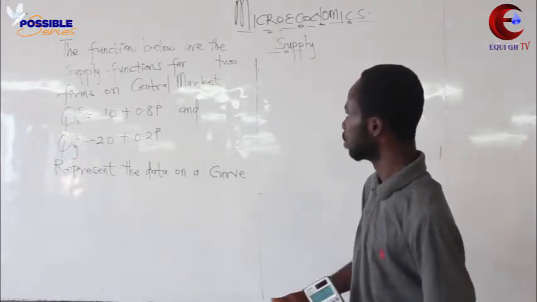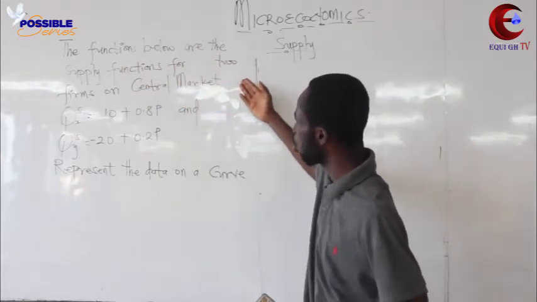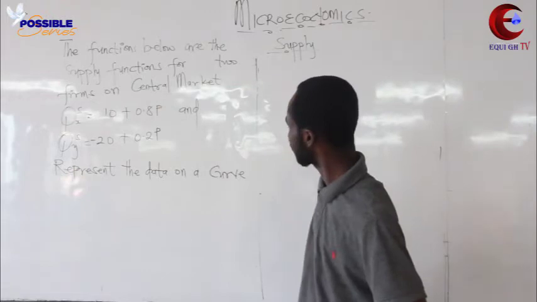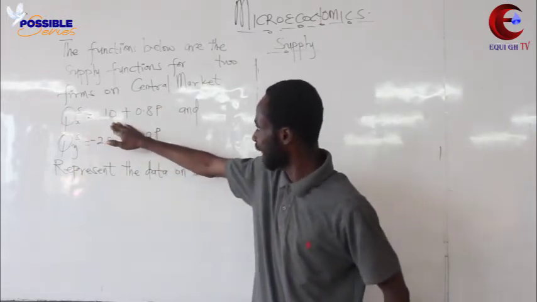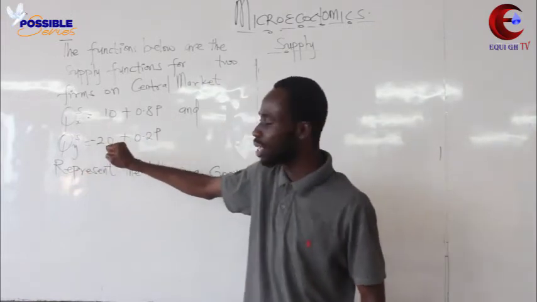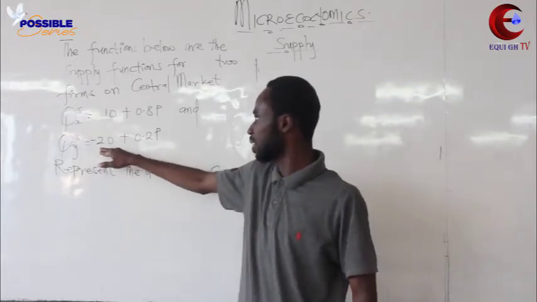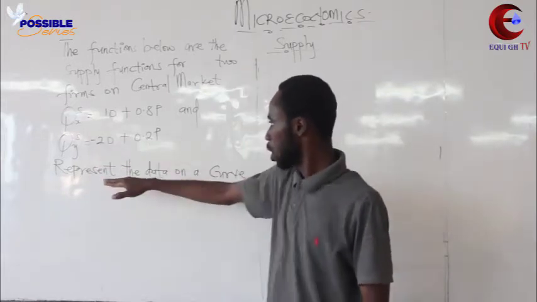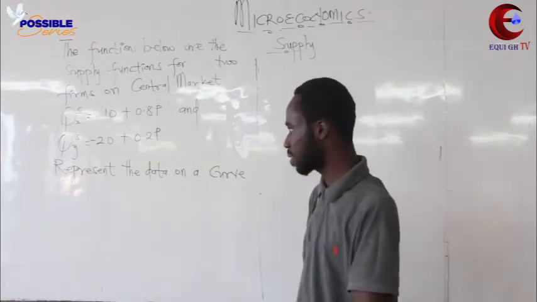Nice one. Now we are saying that the functions below are the supply functions for two firms on a central market. So we have quantity supplied equal to 10 plus 0.8p, and quantity supplied for another commodity or another supplier is negative 20 plus 0.2p. Represent the data on a curve.